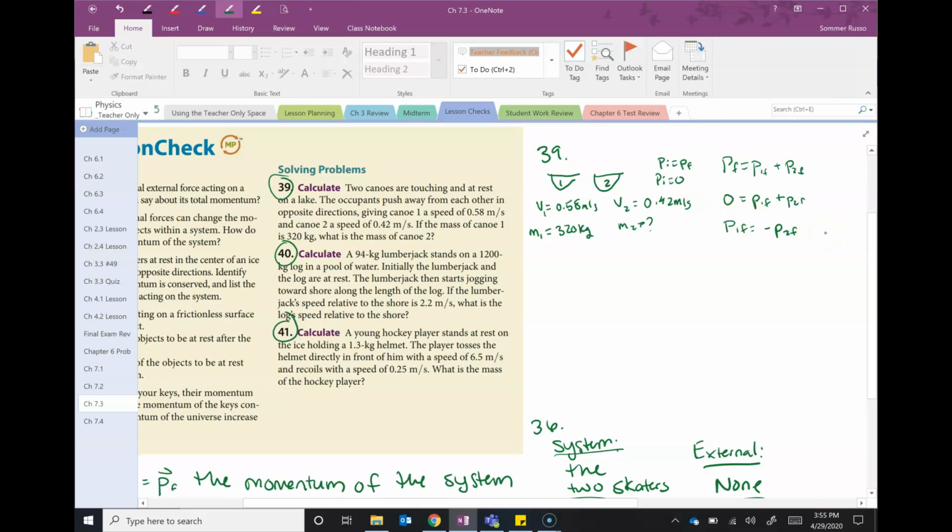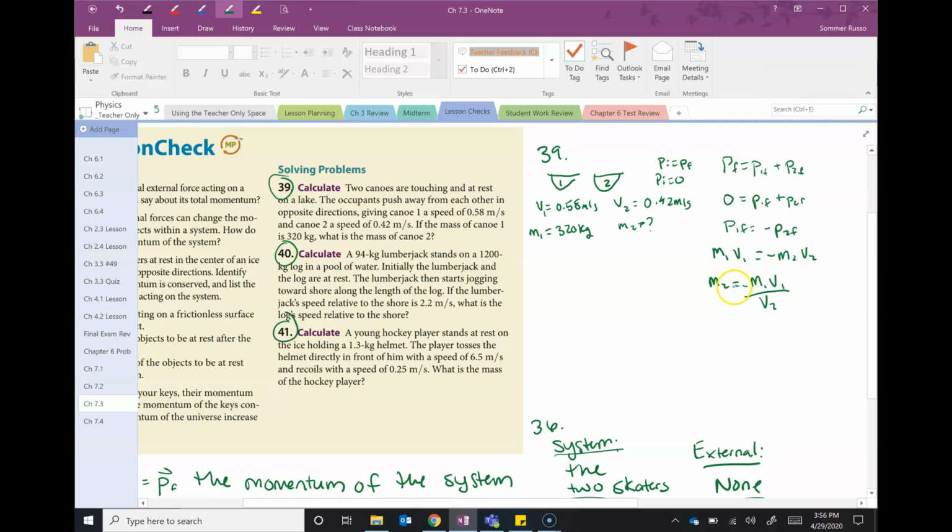We can expand these out even further because we know momentum is equal to mass times velocity. So M1V1 is equal to negative M2V2. We have M1, V1, and V2, and we're looking for M2. We can move everything over to the other side, and we get M2 is equal to negative M1V1 over V2.